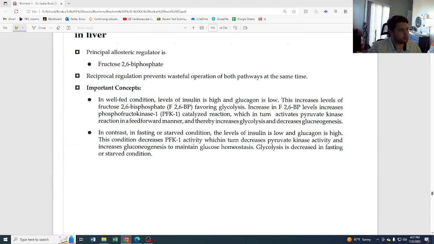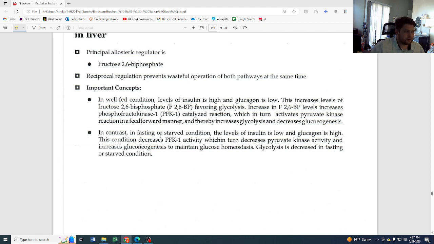Some other important concepts to know: in the well-fed condition, the level of insulin is high and glucagon is low. This increases levels of fructose 2,6-bisphosphate, favoring glycolysis. The increase in that level increases the phosphofructokinase 1 catalyzed reaction, which in turn activates the pyruvate kinase reaction in a feed-forward manner, and thereby increases glycolysis and decreases gluconeogenesis.